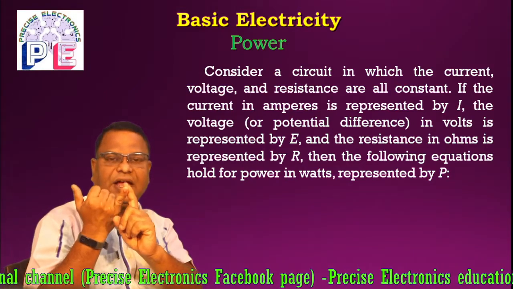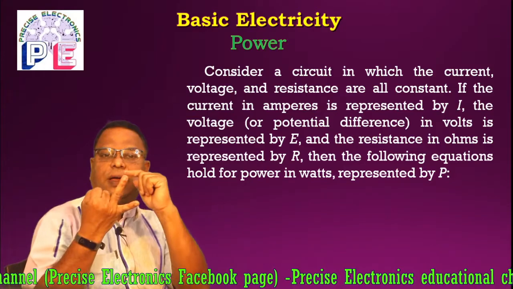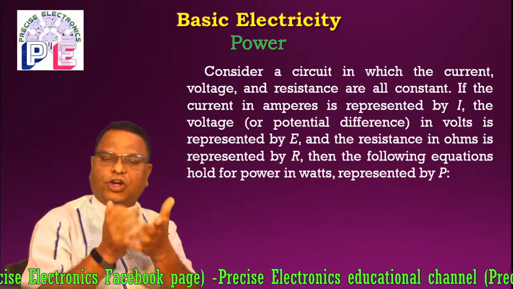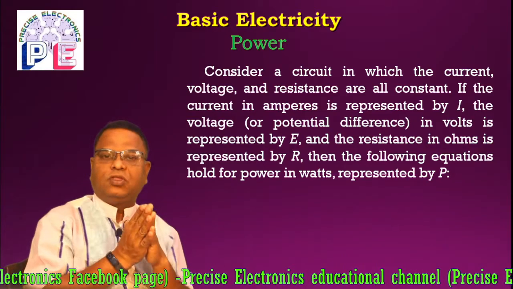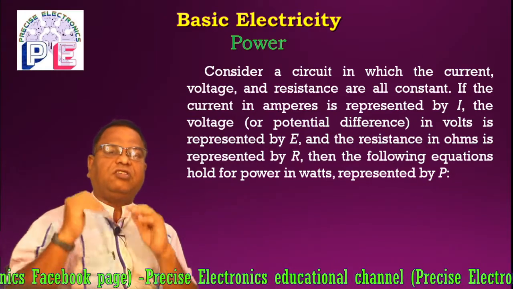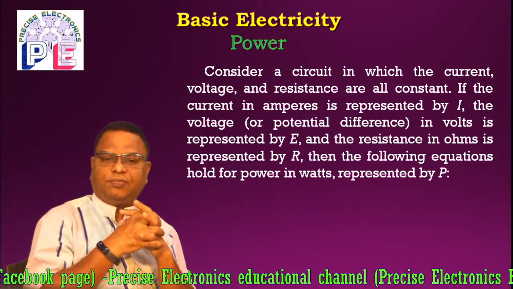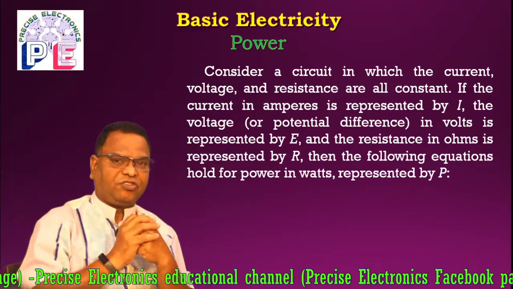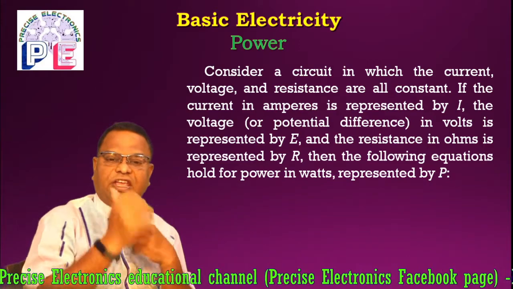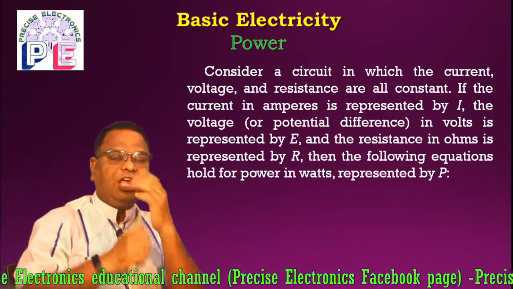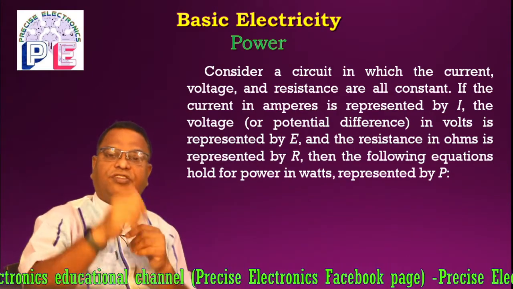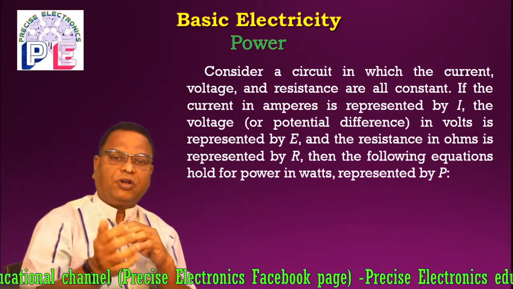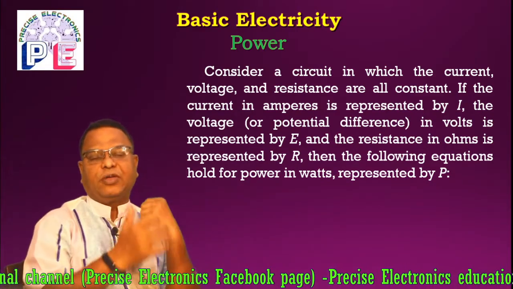I represents the current, E or V represents the potential difference or voltage, and R represents the resistance of that system. Then there are three equations which give the power, which is measured in watts. So the power is given by the following equations.